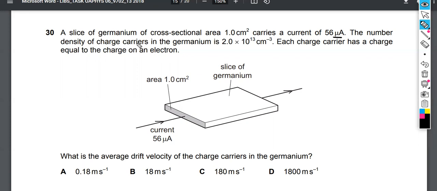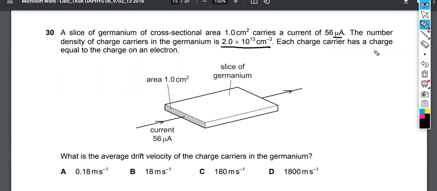It gives the number density of the charge carriers in this germanium. They give you a nice little picture down here too. So there's the number density, but look, it's per cubic centimeter, right? So this is the number of electrons in each cubic centimeter of this germanium. And so the units here already agree. Maybe we could avoid converting this into cubic meters, for example.